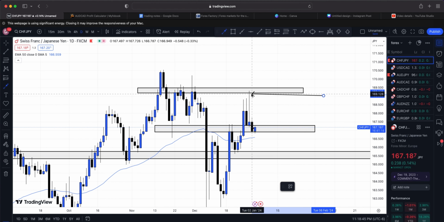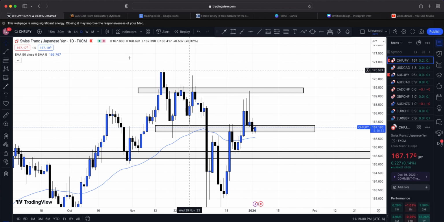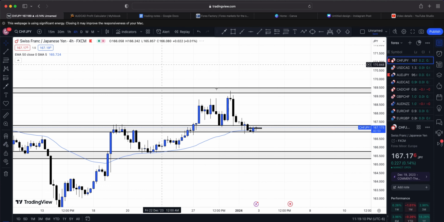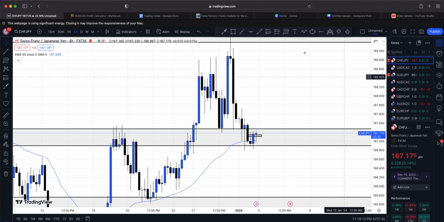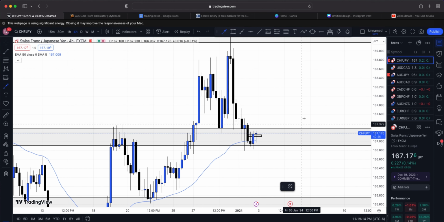Is there some magical spell? Is there some ICT, SMC, whatever you want to call it? No, it's just price structure following the trend. We are going to the 4-hour time frame, and what do we see? We see that 50 MA coming right underneath that 4-hour price action. We are also in that daily area of interest.